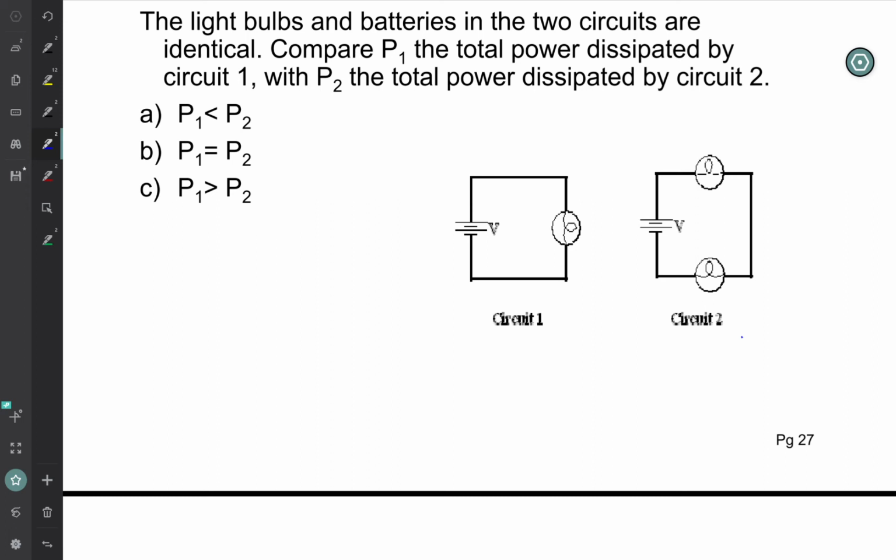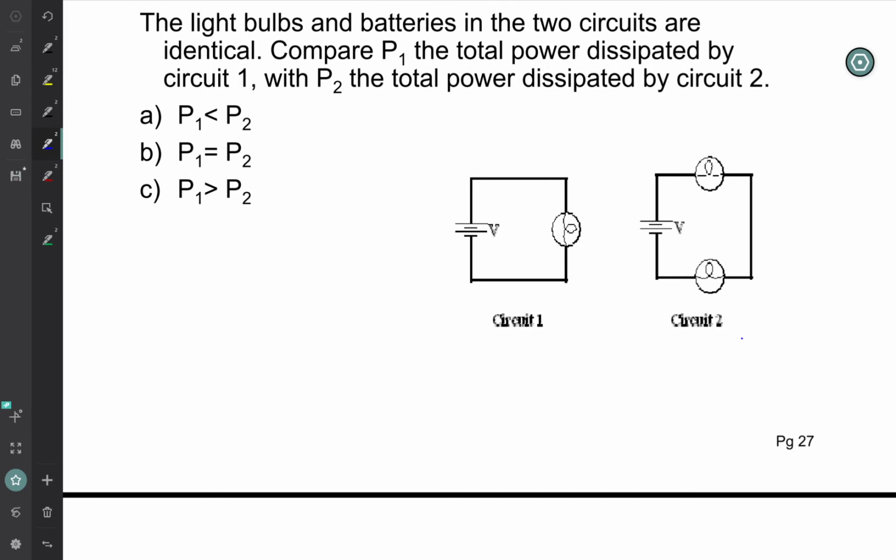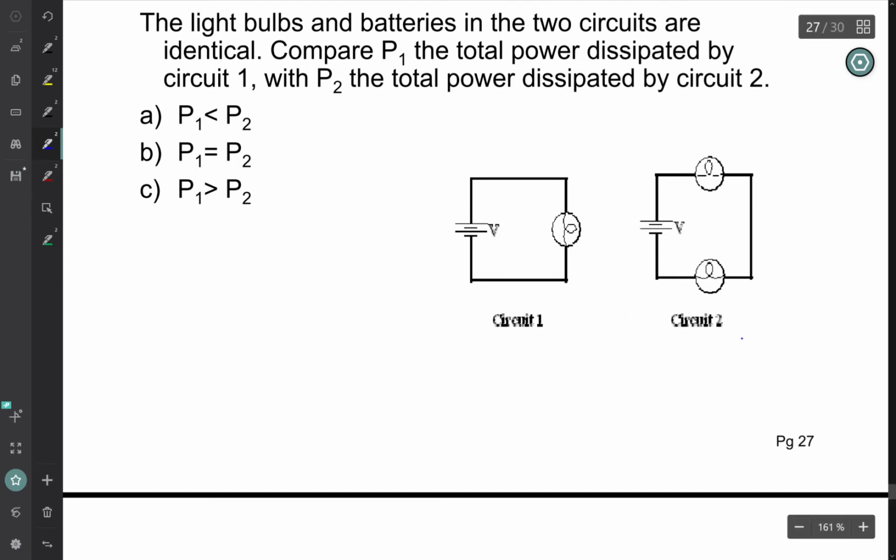Hi everyone. Today we are going to solve a question on dissipated powers by light bulbs. Let's read the question. The light bulbs and batteries in the two circuits are identical. Compare P1, the total power dissipated by circuit 1, with P2, the total power dissipated by circuit 2.